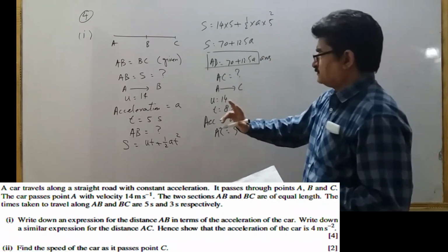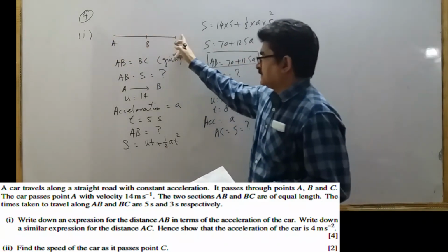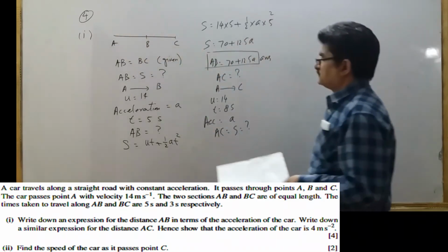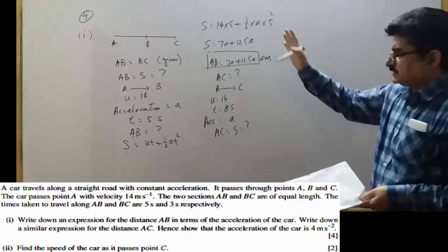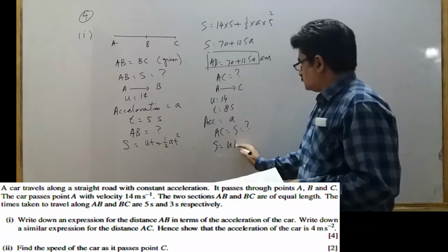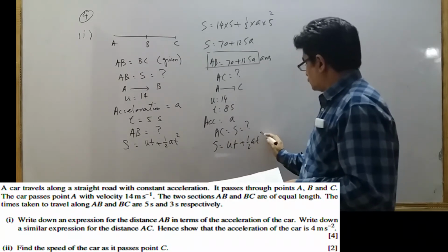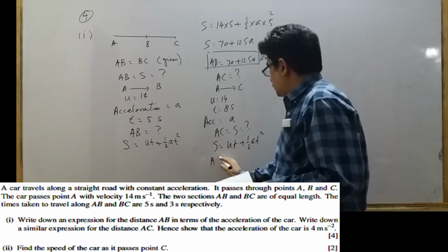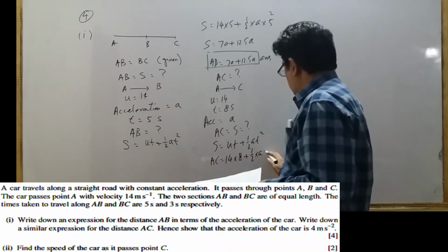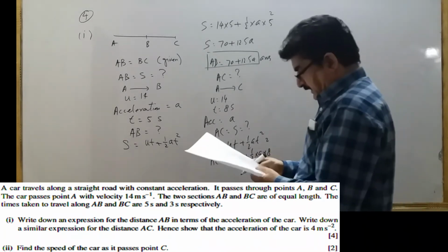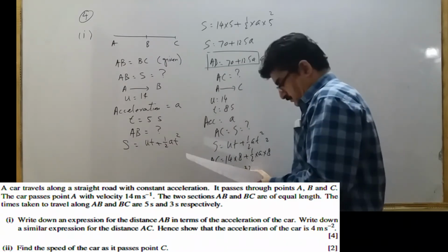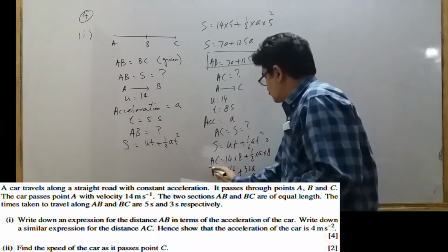Now very important point, throughout the motion from A to C, the acceleration remains constant. It means that the acceleration from A to B is same as from B to C. So this is one stage, there is no change in acceleration. So you can apply the formula s is equal to ut plus half at square. s means AC, u is 14, time is 8, plus half a into 8 square. You will get the answer. This is equal to 112 plus 32a. This is the answer to second part.